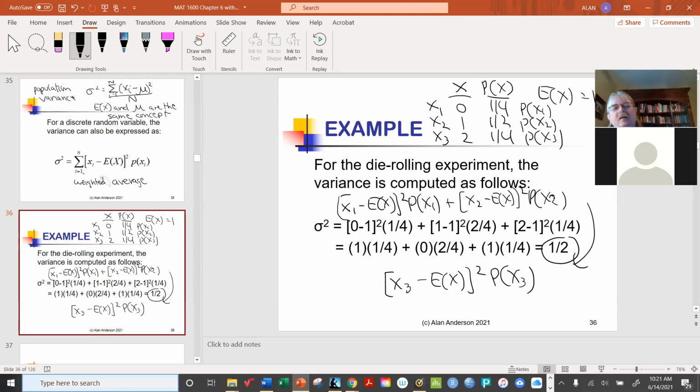In a different application, if these were returns to a stock, for example, this would mean that the stock is very stable, the returns are very close to each other, it's not very risky.